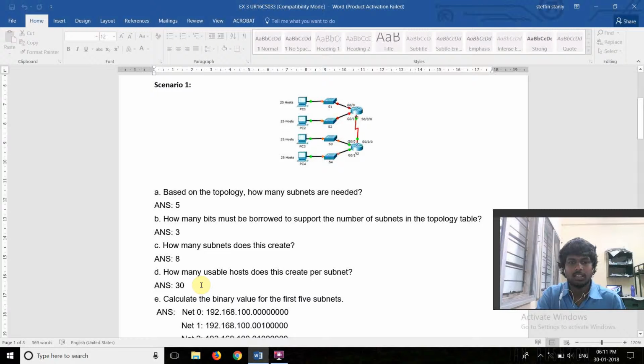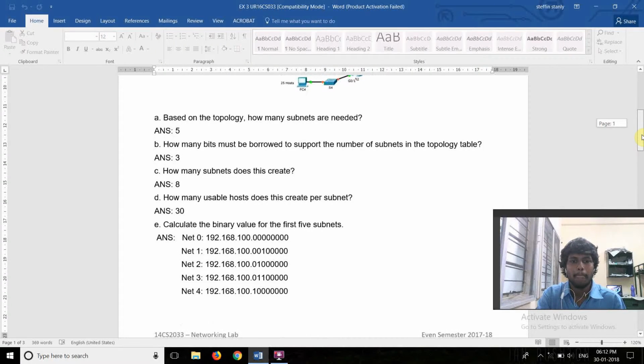And as you know, the first address is used as the network address, and the last address is used as the broadcast address. So 2 power 5, which is 32, minus the 2 addresses that are not used by us, the total number of usable host addresses is 30.